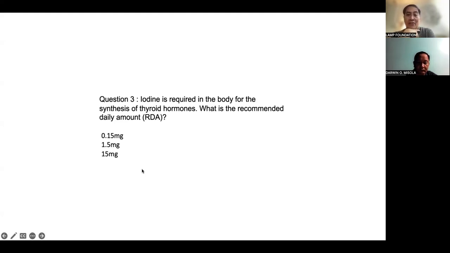Iodine is required in the body for synthesis of thyroid hormones. What is the RDA? 15 milligrams. Magnesium is the fourth most abundant mineral in the human body. How much of it is contained within bones? Approximately 50%. What is the most likely cause of developing mineral toxicities in the body? The use of supplements. Have to be careful.